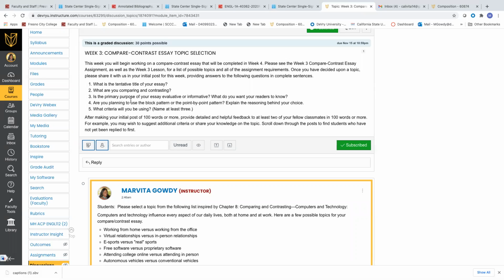Is the preliminary purpose of your essay evaluative or informative? What do you want your readers to know? Are you planning to use a block pattern or point by point pattern? Block pattern is subject by subject, by the way. When I was explaining it to you, they both have the same meanings. So explain the reasoning behind your choice. What criteria will you be using? So name at least 3.